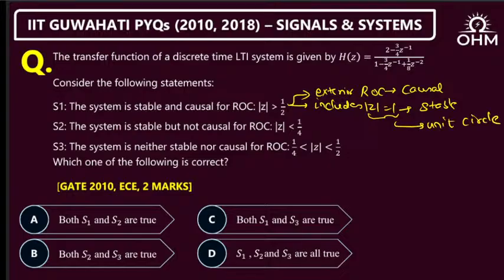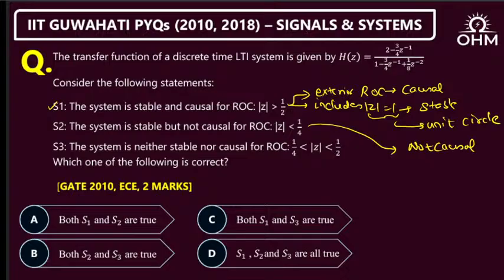The first statement is true. Second, it is stable but not causal. Definitely non-causal. This is interior ROC. Definitely it is going to be not causal. Let me rather write it here. This is not going to be causal.